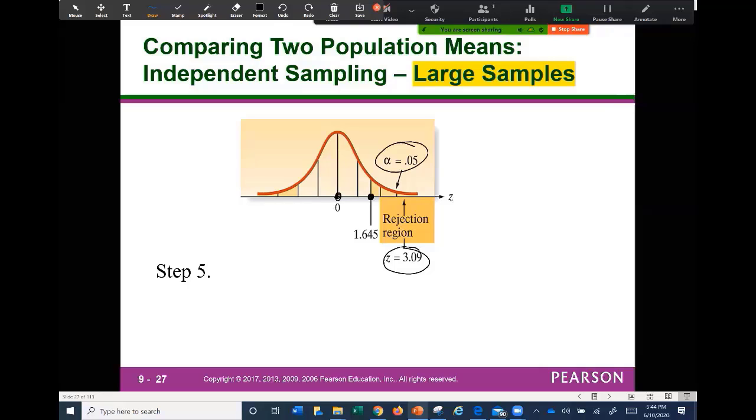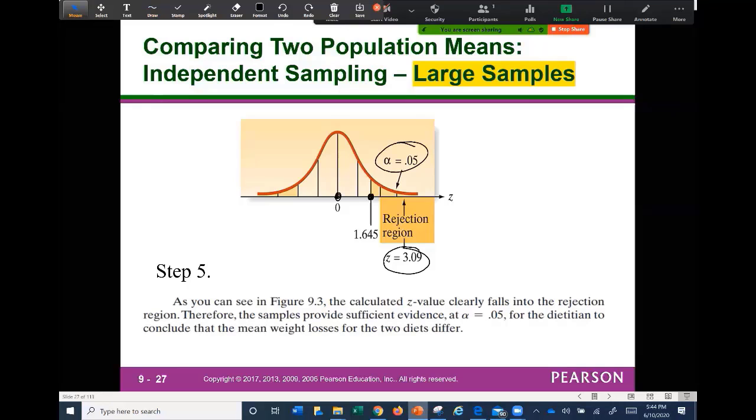The alternative states that the mean weight loss under the low-fat diet is bigger than in the regular diet. That is the conclusion. We support that the new diet is effective. The Z-value clearly falls into the rejection region. Therefore, the samples provide sufficient evidence at alpha 0.5% for the dietitian to conclude that the mean weight losses for the 2 diets differ. And actually, we can state that it is effective.